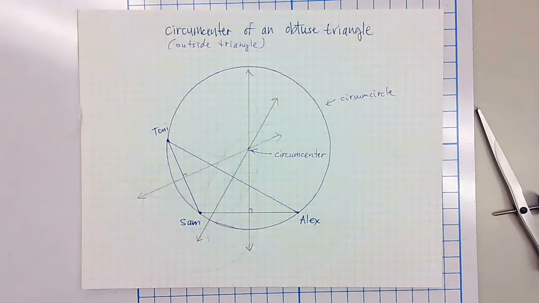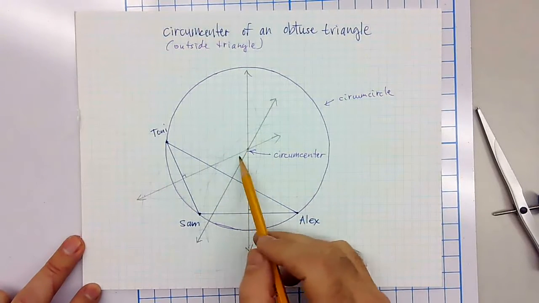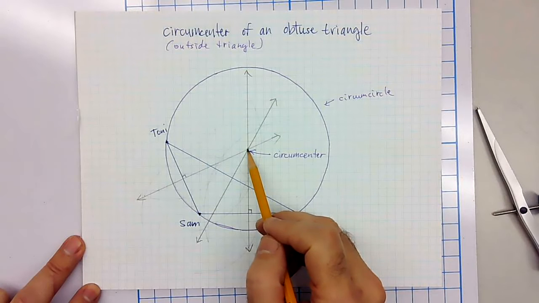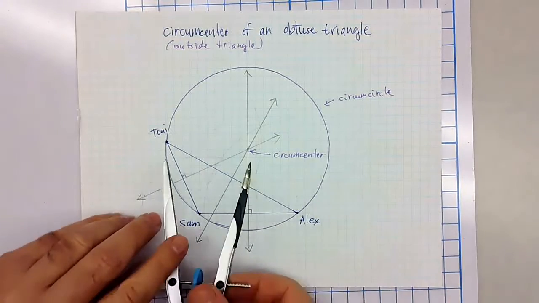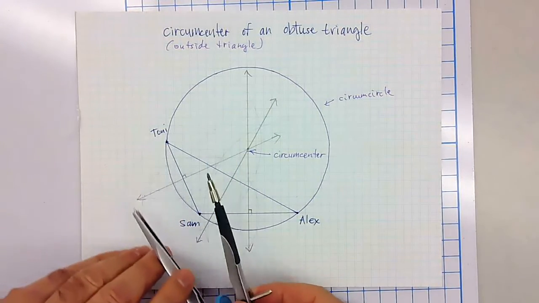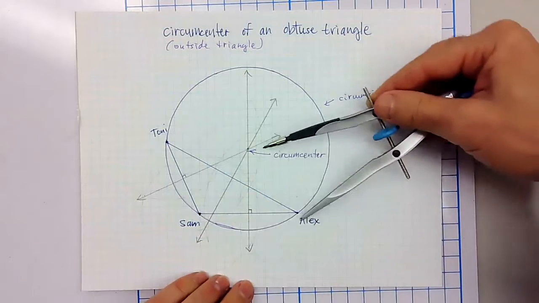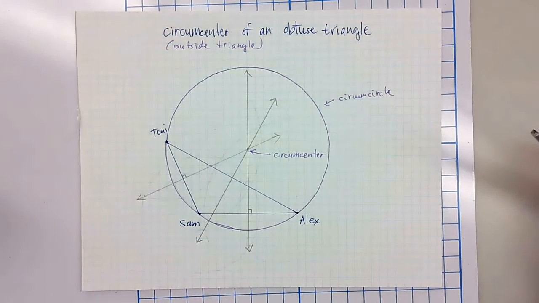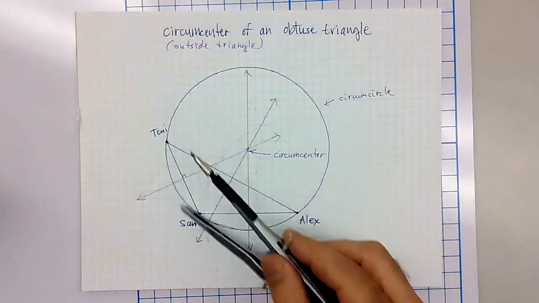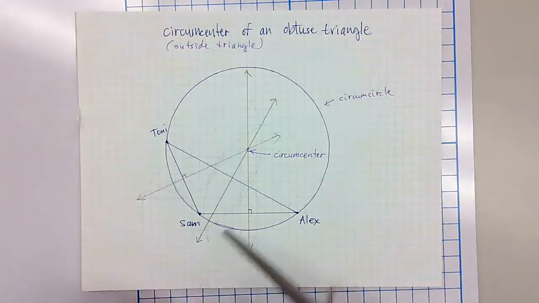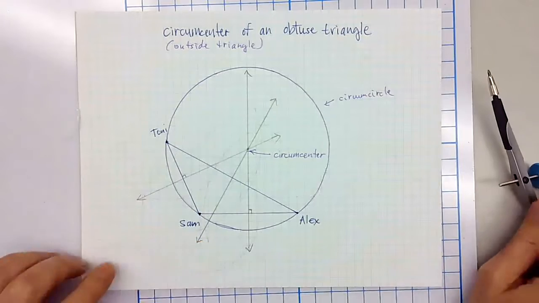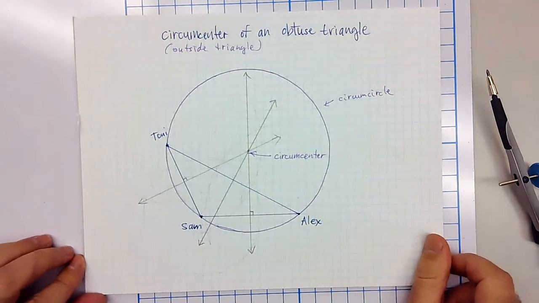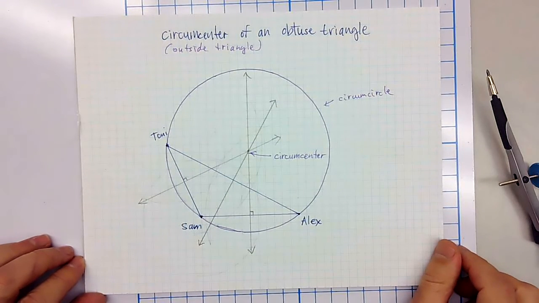The amazing thing about the circumcenter is that all three perpendicular bisectors will always intersect at a single point. And that point is equidistant from Tony, Sam, and Alex, or in the case of any triangle, it will be equidistant to all three vertices. And we can use that circumcenter to draw a circumcircle that will pass through all three vertices. Pretty awesome, pretty cool.